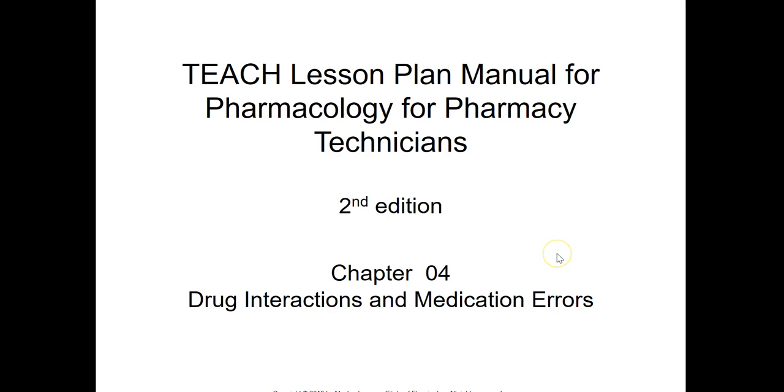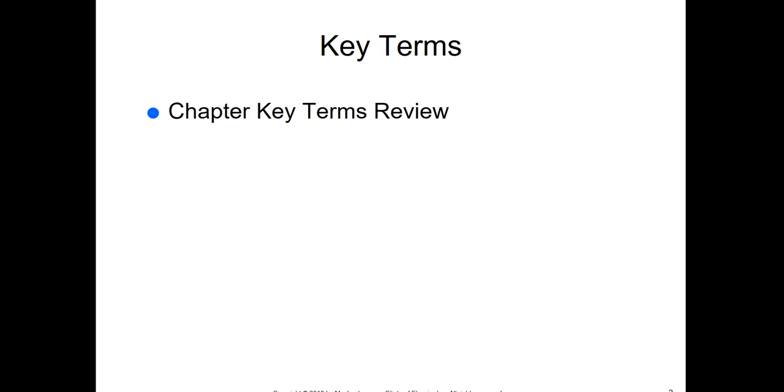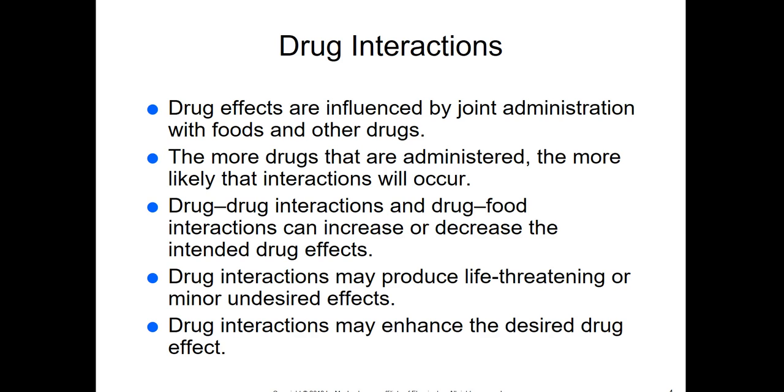So chapter 4 is talking about interactions and medication errors. An interaction is when a drug causes an influence on another drug, or food has that effect on your drug. The more drugs we take or are used in a patient, the greater the chances that there's going to be an interaction. Drug-to-drug interactions and drug-to-food interactions can either increase or decrease the intended effect.